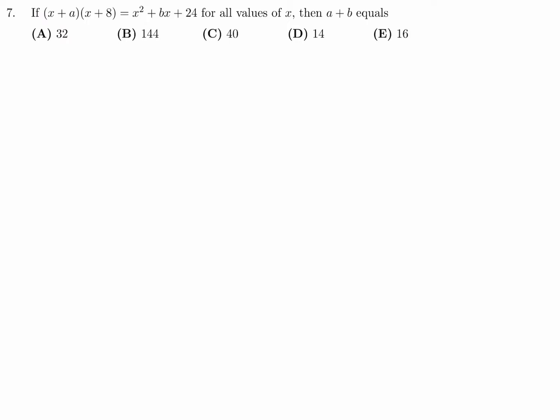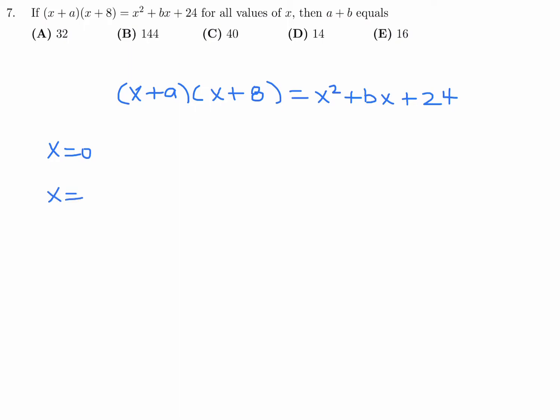(x plus a) times (x plus 8) is equal to x squared plus bx plus 24 for all values of x. Then a plus b is equal to. Well, if it's true for all values, we can just substitute two values, and that would be sufficient for us to solve for a and b. So let's use simple ones, 0 and 1. Plugging in 0, we get a times 8 is equal to 24, and that pretty much gives me that a is 3. There we go.